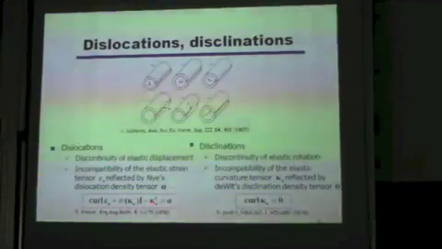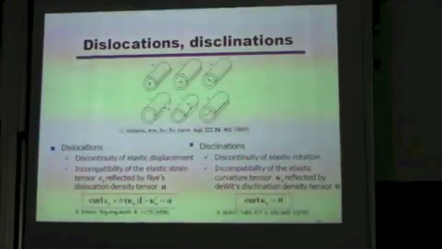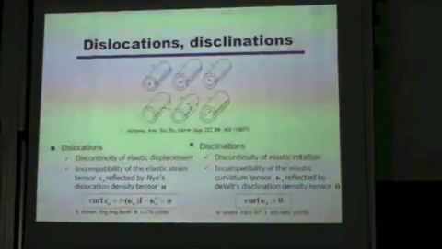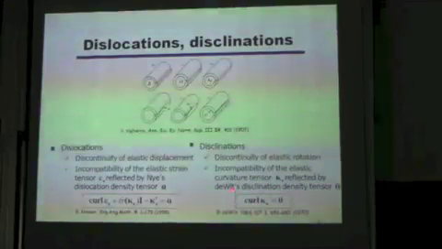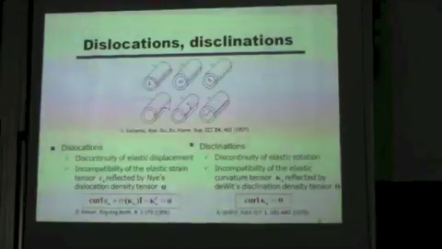Okay, now for disclinations. So disclinations represent the discontinuity of the elastic rotation, as shown here, and we replace that discontinuity of the elastic rotation with the incompatibility of the elastic curvature tensor. And again, this one is reflected by the disclination density tensor theta, according to this relation here, which is due to de Wit in 1970.